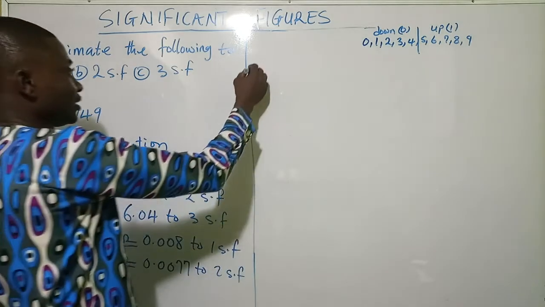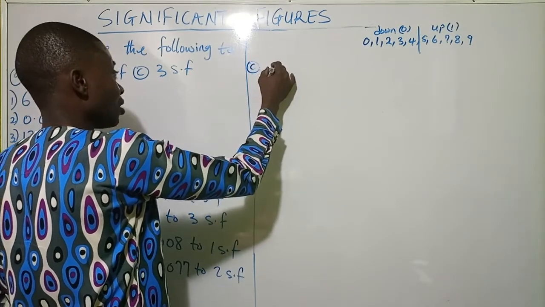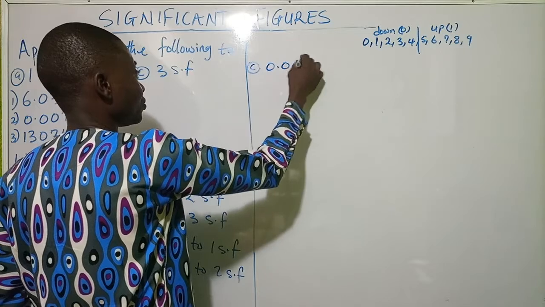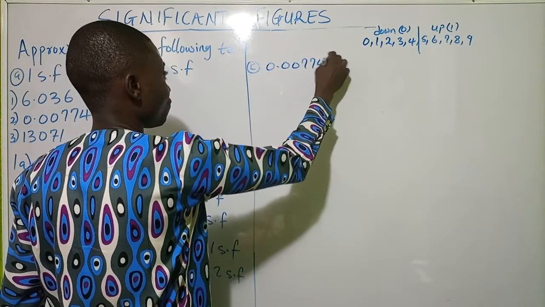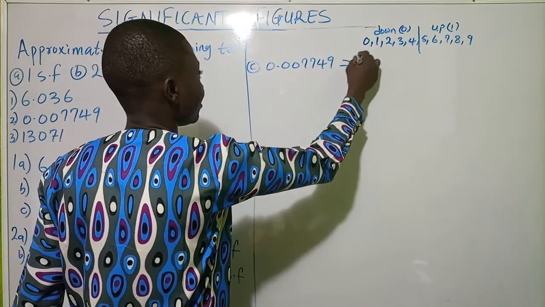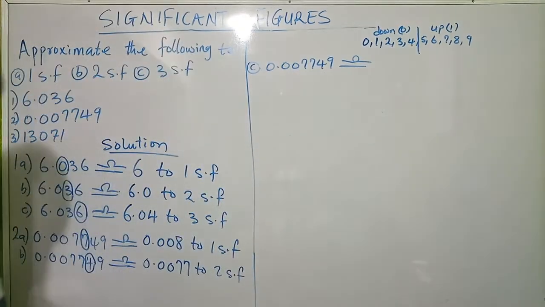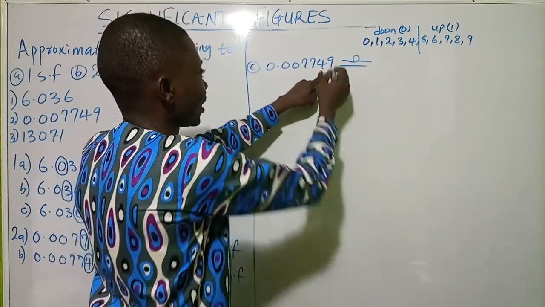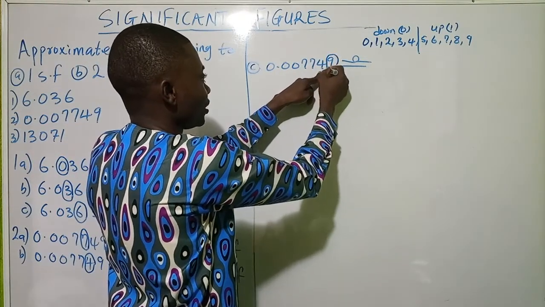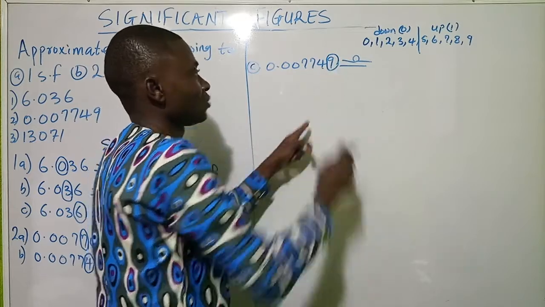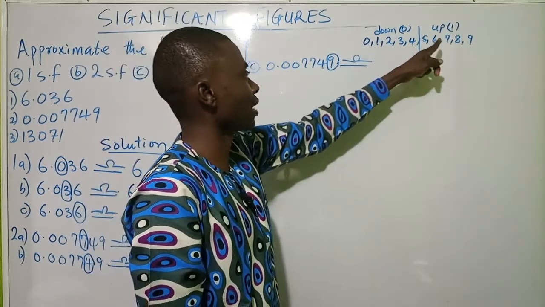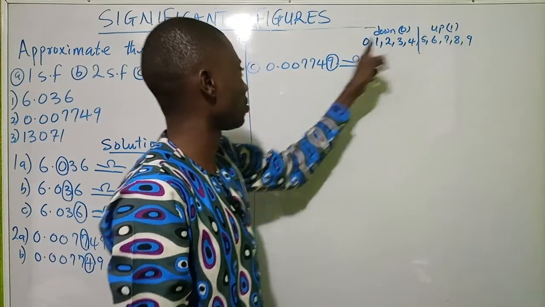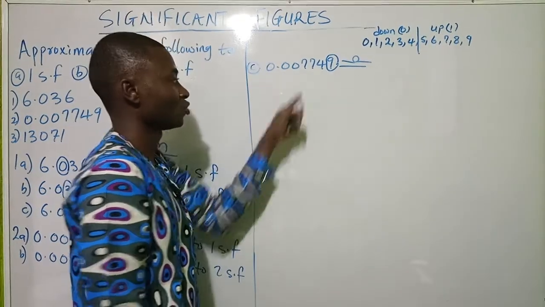Now C, now let's take C here now. 0.00774. Now this time we want to approximate this now to 3 significant figures. This is the first 3, 1, 2, 3. So our attention will be on what? Will be on this digit here, 9. So 9 is in what group? Is it in the group of rounding down or rounding up? It is in the group of rounding up. That means I'm going to add 1 to 4.